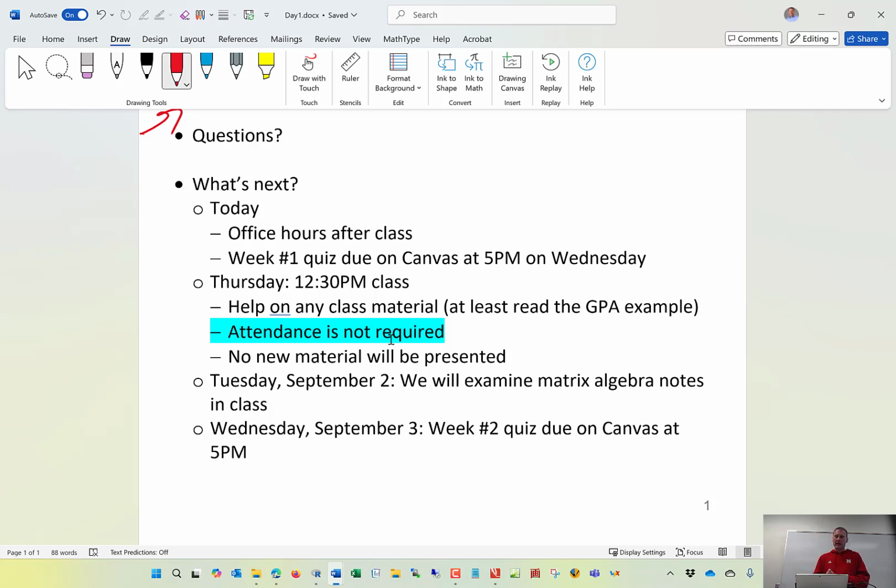Tomorrow. Then on Thursday, we have an optional class. I will give you some help on using R as needed, but I will not present any new material. Then on Tuesday of next week, we will examine the matrix algebra notes. We will continue that on Thursday as well, and then start the data distributions and correlation section. Wednesday of next week, the week number 2 quiz is due on Canvas at 5 p.m. Okay, so that's all for today, and I will be seeing you either on Thursday or next Tuesday.